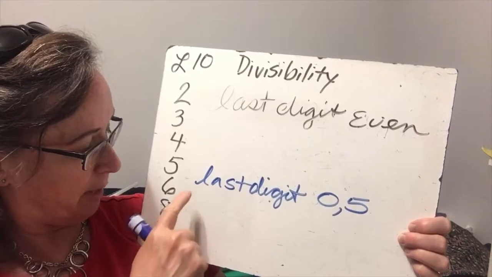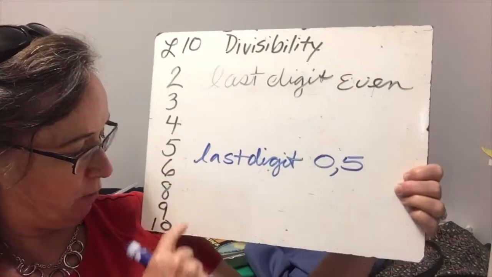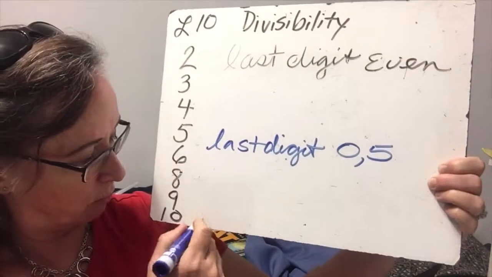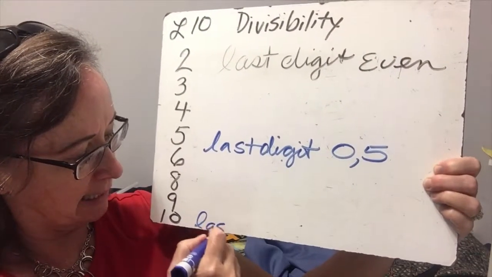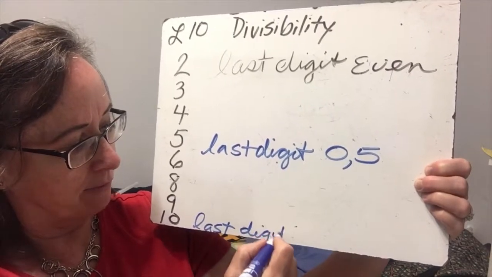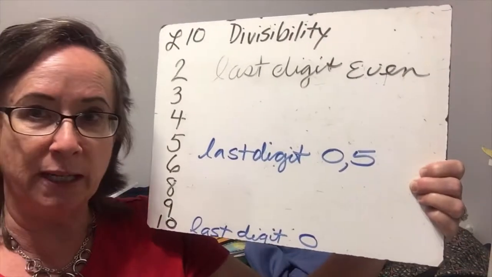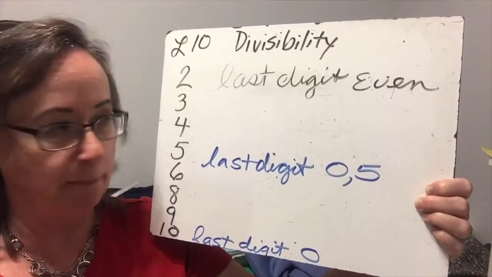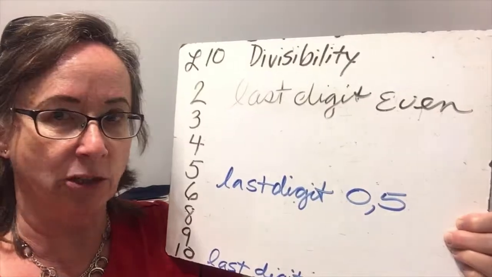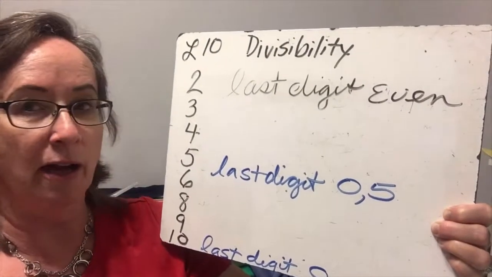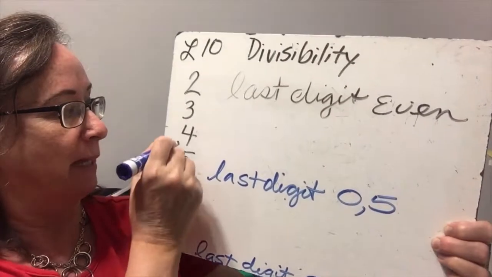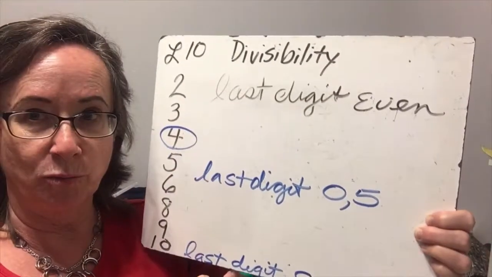So we'll jump over here to the 10 rule, okay, because it is also a last digit rule. So last digit is 0. If the last digit is 0, then we know the number is divisible by 10. So now let's go back. We've talked about all the last digit rules. So now we're going to talk about the last 2 digits. And that will be our 4 rule.